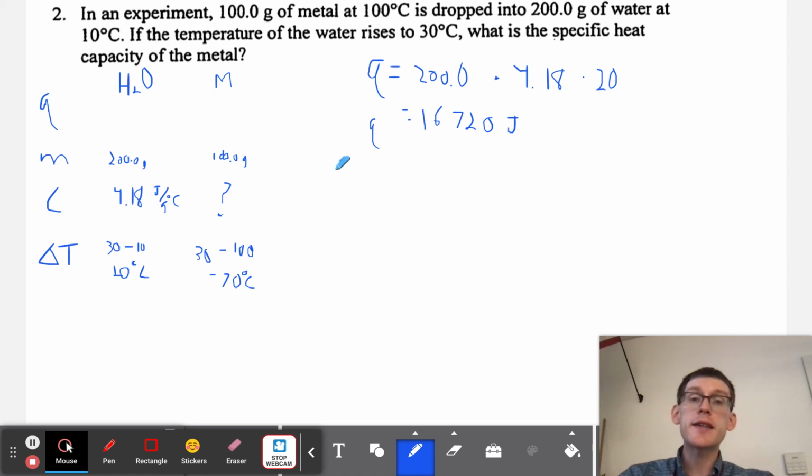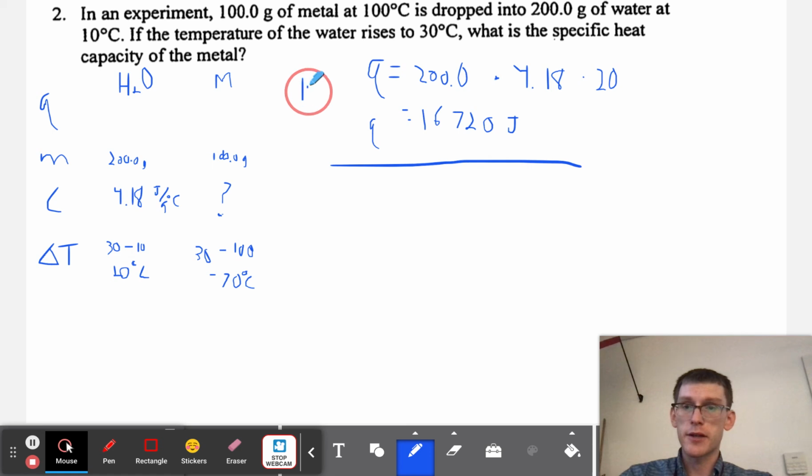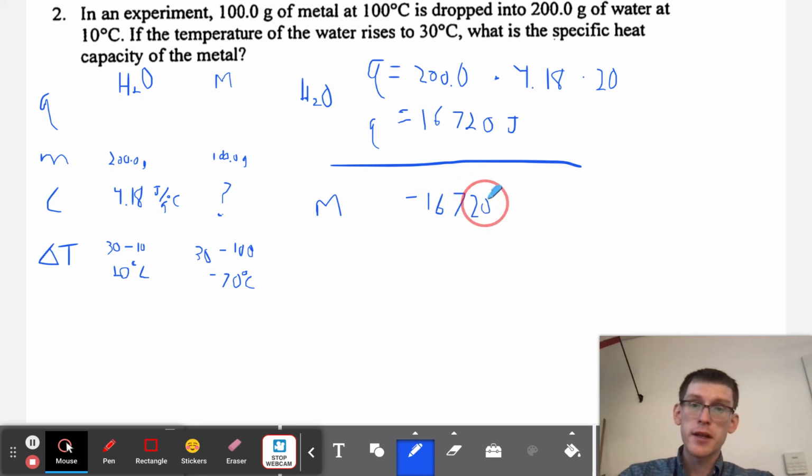Now, we can solve a separate Q equals mc delta T. This is our H2O here. And this is going to be for the metal. So I'm going to put the M down here. We know that Q equals mc delta T. And we know that the Q that is gained by the water is the Q that is lost by the metal. So I'm going to say negative 16,720 joules is our Q for the metal. In fact, I'm actually just going to put that here just so that the table is complete. So our negative 16,720 joules for the metal, and I'm going to have positive 16,720 joules for the water.